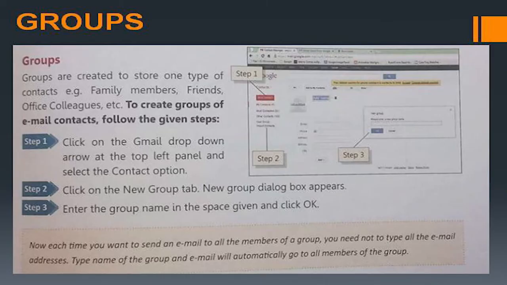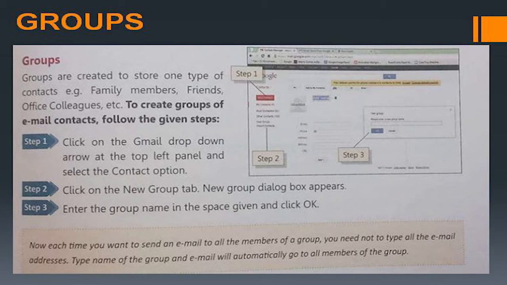Next is groups. Groups are created to store one type of contact, for example family members, friends, office colleagues, etc. To create a group of email contacts, follow the given steps. Click on the Gmail drop down arrow at the top left pane and select the contacts option. Click the new group tab. A new group dialog box appears. Enter the group name in the given field and click on OK.